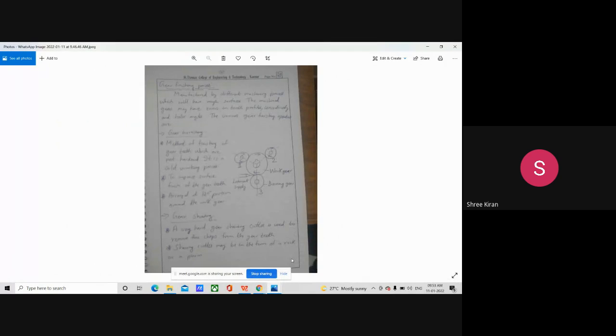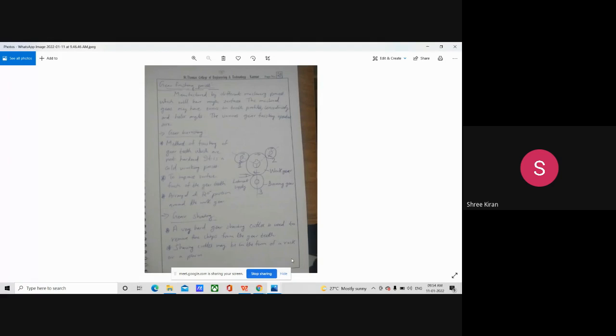See now, in the notes you said gear finishing process. Hope you are able to see the screen. So the gear finishing process, like we have seen, is the manufacturing by different machining processes, which will always have rough surfaces. The machined gears may have errors in the tooth profiles, concentricity, and helix angles, and various gear finishing operations are there.